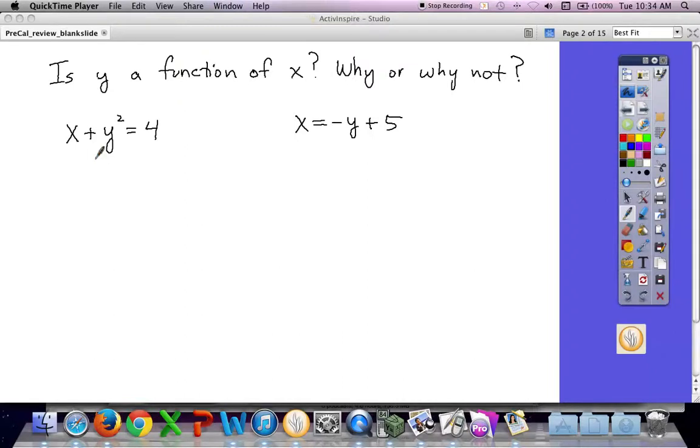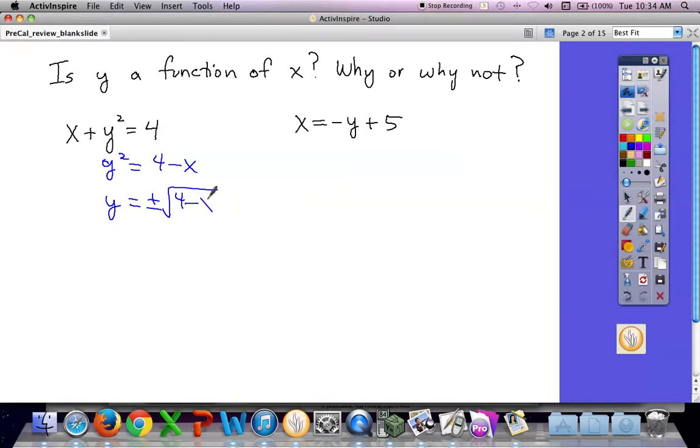Right? You would have y squared equals 4 minus x. And then you would take the square root of both sides, and you would get plus or minus the square root of 4 minus x. Right? So now, every time you plug in a value for x, how many y values do you get out? 2. You get one that's positive and one that's negative. So this is 2 values of y for each x. So not a function.